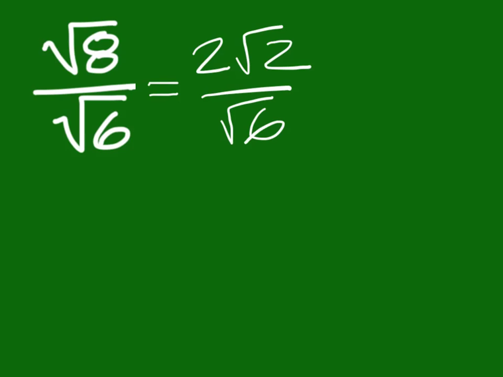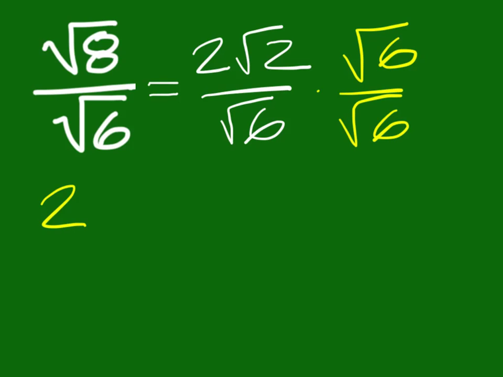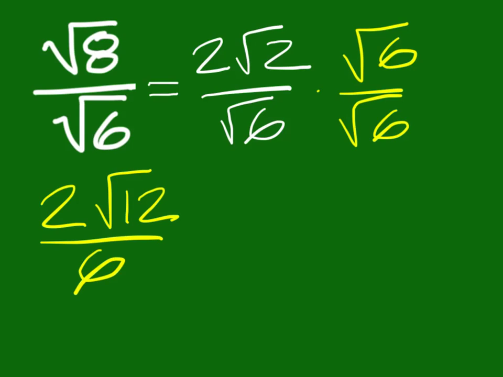Example 4. You have square root of 8 on top and square root of 6 on the bottom. You should simplify first and come up with 2 square root of 2 on top, because that one breaks up as 4 and 2, and the square root of 4 is 2. And then multiply the top and the bottom by the square root of 6 and come up with 2 square root of 12 over 6. Now you have the square root of 12 that can simplify, and the 2 over 6.